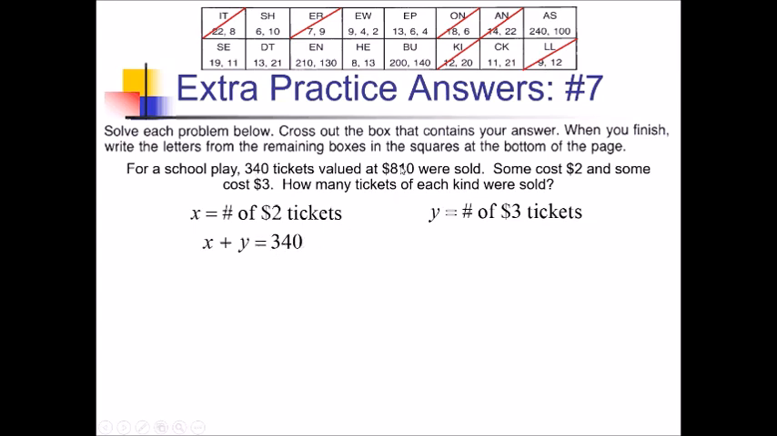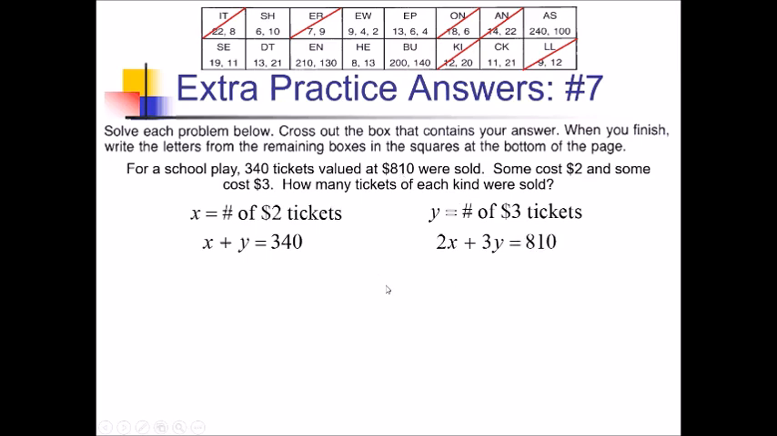Now this 810 value is also going to be important. If I take the value of the $2 tickets, 2 times X, and I add to that the value of the $3 tickets, 3 times the number of them, 3 times Y, that should all add up to 810.